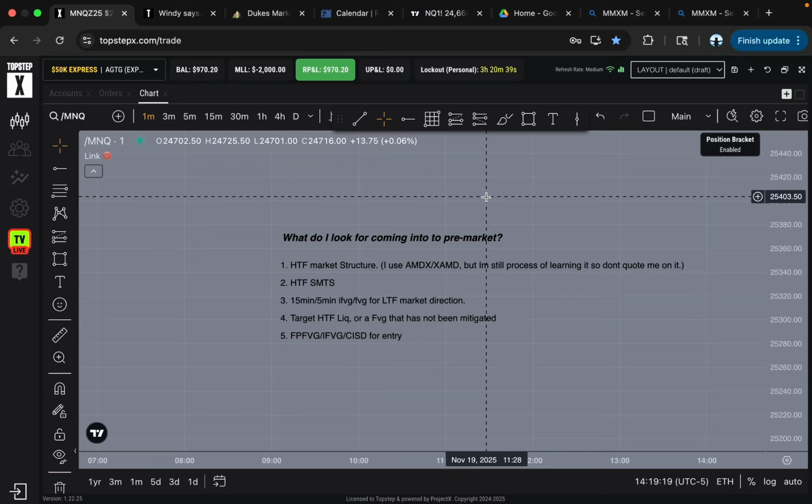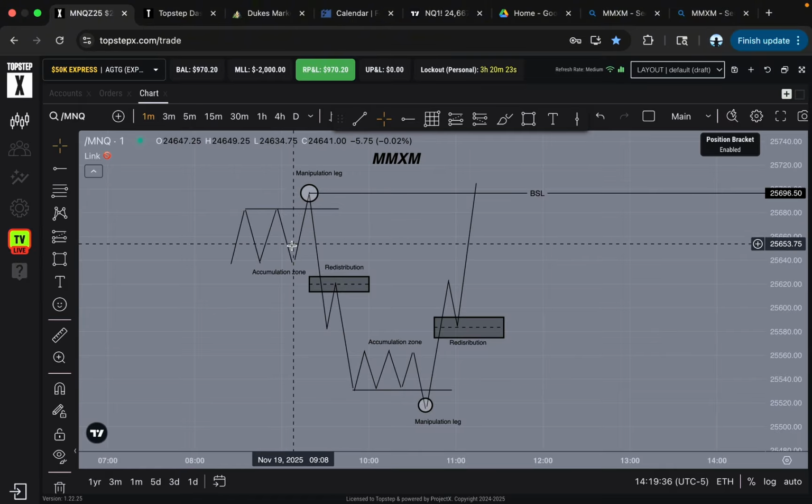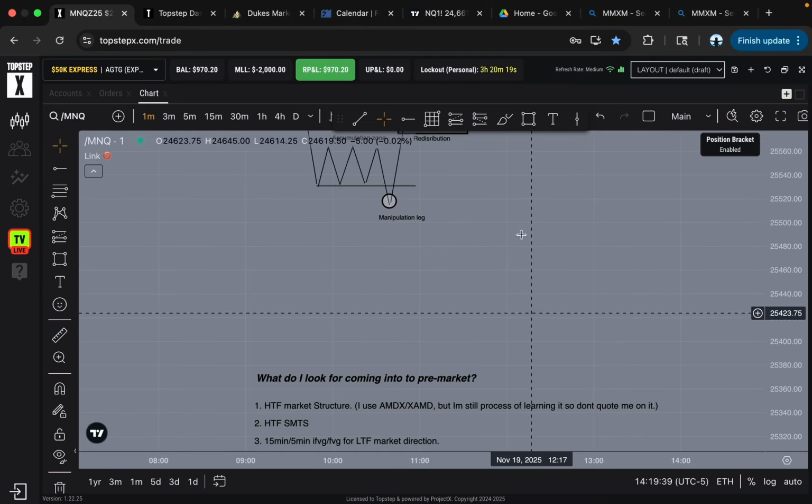What do I target when I do take trades? I target higher time frame liquidity or some sort of PD array that has not been mitigated. So it could either be an order block or fair value gap. You could target sometimes accumulation zones. Sometimes price retraces into the accumulation zones.